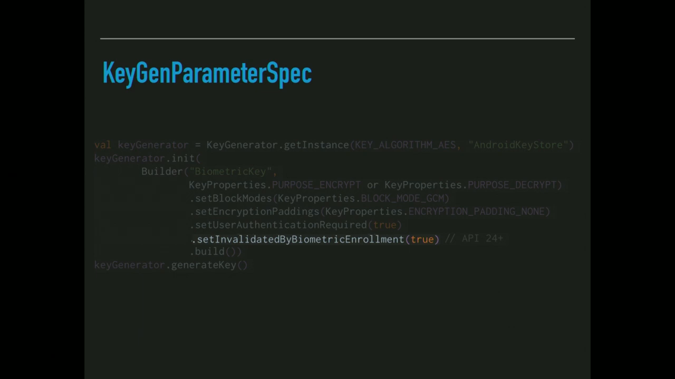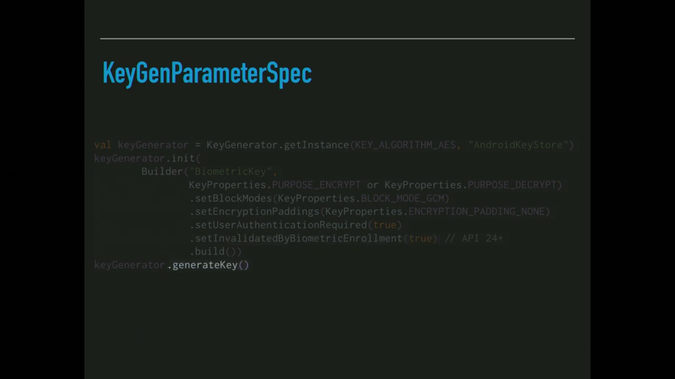You'll have to regenerate a key because a new fingerprint was added, or the face authentication was changed, or the iris authentication was changed. So depending on your flow, and if it makes sense to just let them continue to use biometrics when somebody went in and added a new fingerprint, then maybe you can set that to false. But if that doesn't make sense, then you definitely want to set this to true.